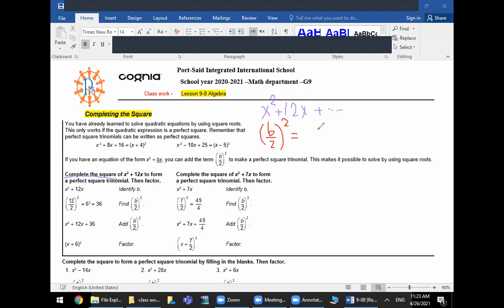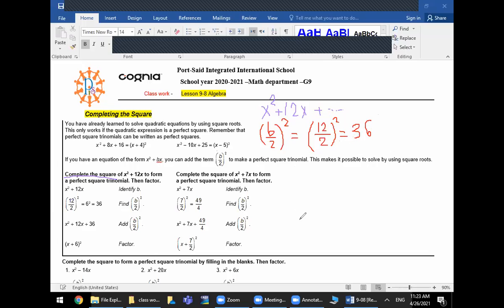Okay, then b is 12 over 2, all to the power of 2. Then the answer will be 12 divided by 2 equals 6. 6 to the power of 2 equals how many? Equals 36. So this is how we can use imperfect square numbers to find the third term.